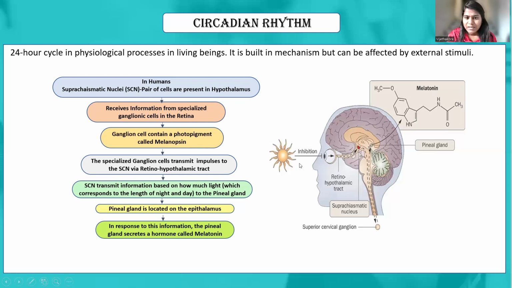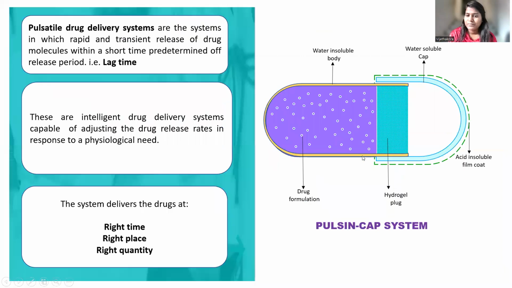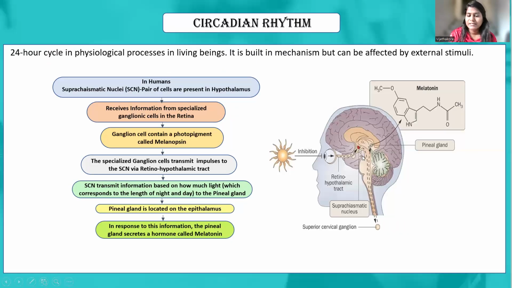When light is received by the ganglionic cells of the retina, it transmits the light information to the suprachiasmatic nuclei through the retinohypothalamic tract, and this information is taken by the pineal gland. Then there is no melatonin secretion from the pineal gland. But when there is no light, the pineal gland will secrete melatonin.